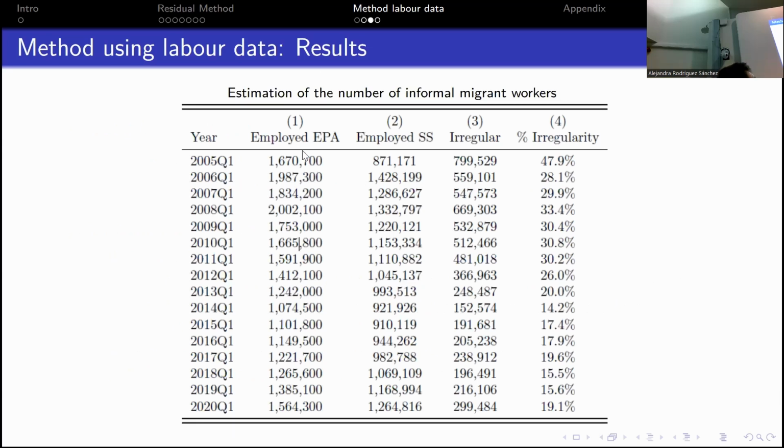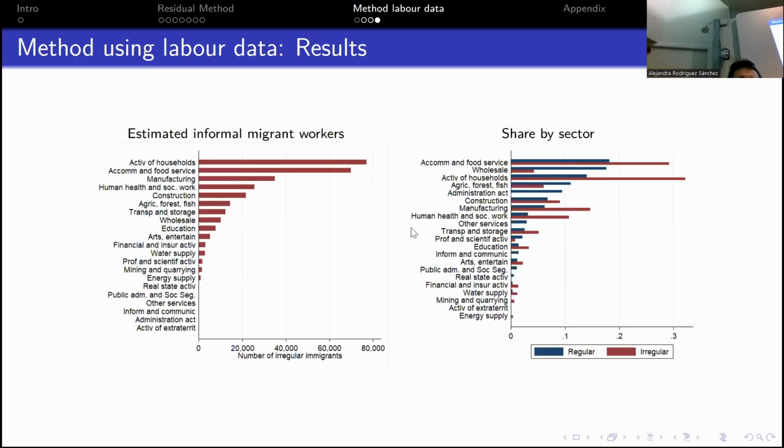You compute the number of employed in the labor force survey and the number of employed in social security. The difference will be informal. Sorry, this is not irregular, informal. And the number is real. You never know, but it's somehow reasonable, 20%. And this is what I said.